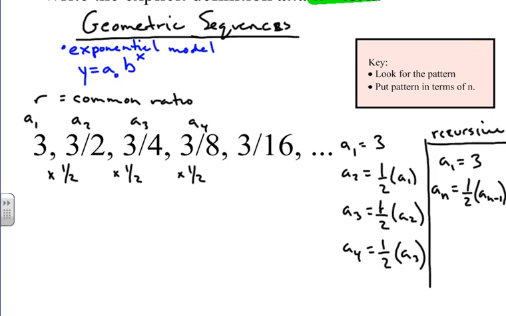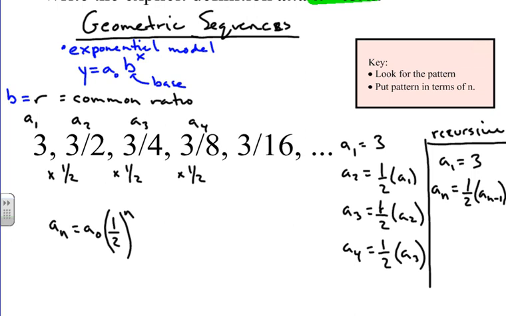The base in this case is actually our common ratio. So this right here, which is the base, the number that has been repeatedly multiplied together, is known as the common ratio. Our x value is, once again, n, and our y value is a sub n. So if I write out this pattern, for an explicit definition, the nth term would be our initial term times our ratio, which is 1/2, to the n power.